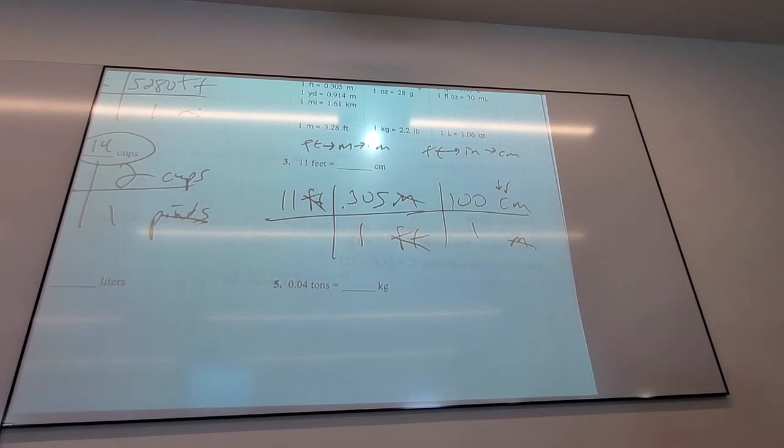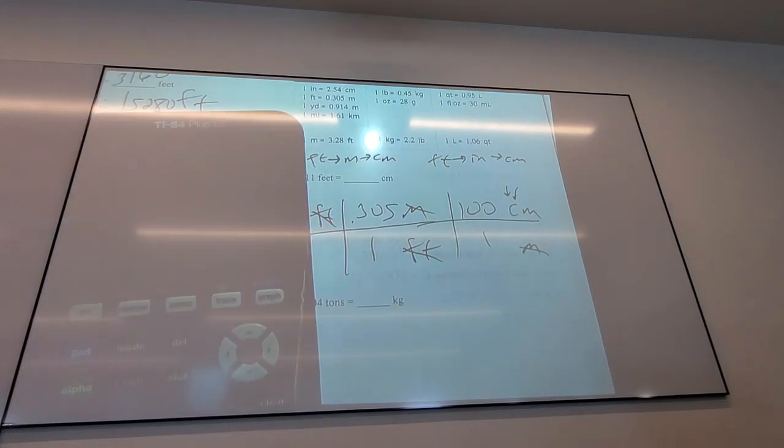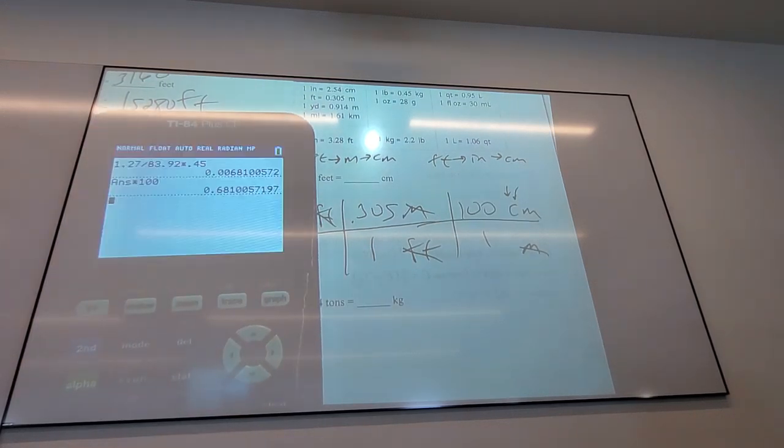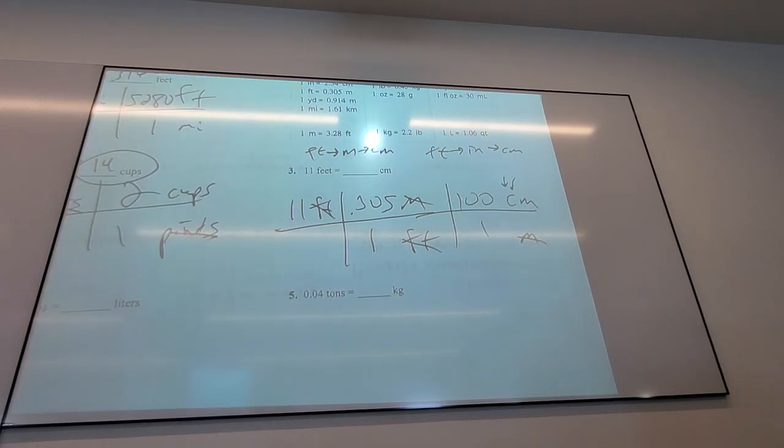Huh? I got 335.5. But I did... Oh, that's right. We'll get there. I'm sorry, we'll catch up to you. So this will be 11 times 30.5 basically. So this way we get 335.5.